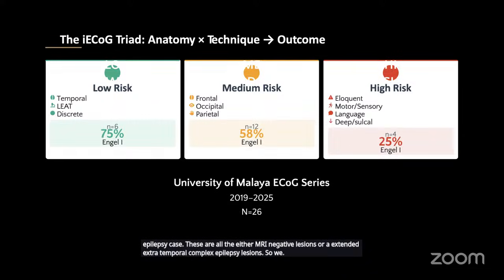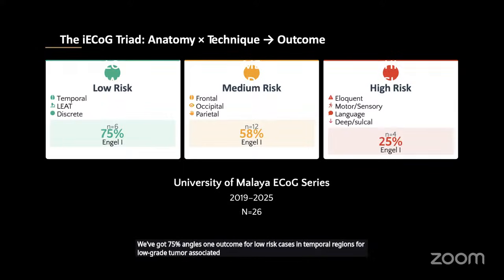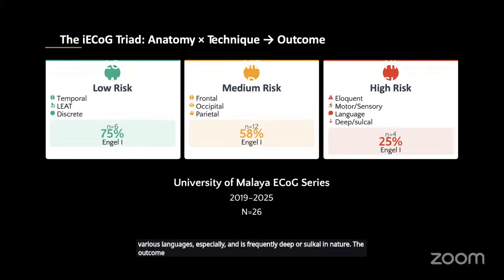So we have got a 75% Engel 1 outcome for low-risk cases in temporal regions, for low-grade tumor-associated epilepsies as well as discrete lesions. In medium-risk cases, which are usually in the frontal, occipital, and parietal areas, the Engel 1 outcome is 58%. In high-risk cases, usually in the eloquent area involving motor, sensory, and language areas, language especially, and frequently deep or sulcal in nature, the outcome is more guarded, only 25% Engel 1.